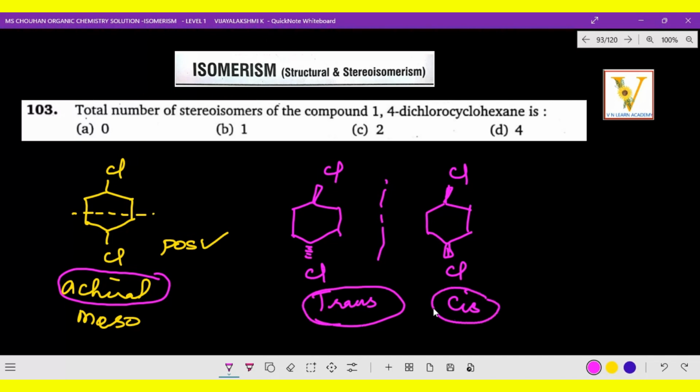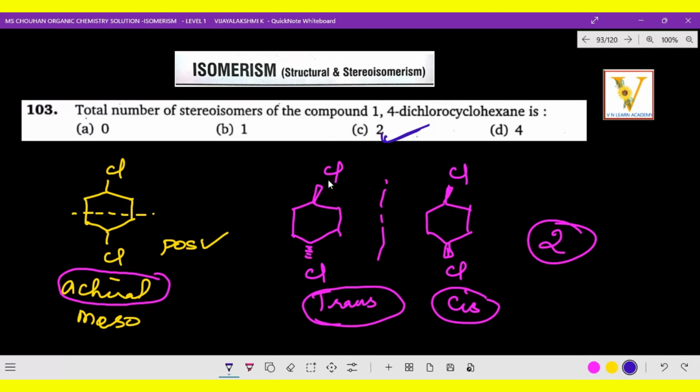So, how many isomers are possible? Can you guess what is the correct answer? Of course, 100% here, two isomers are possible. So, what is the option? Option C is the correct option. Hope you got the clarity. Come on, let's go to the next question.